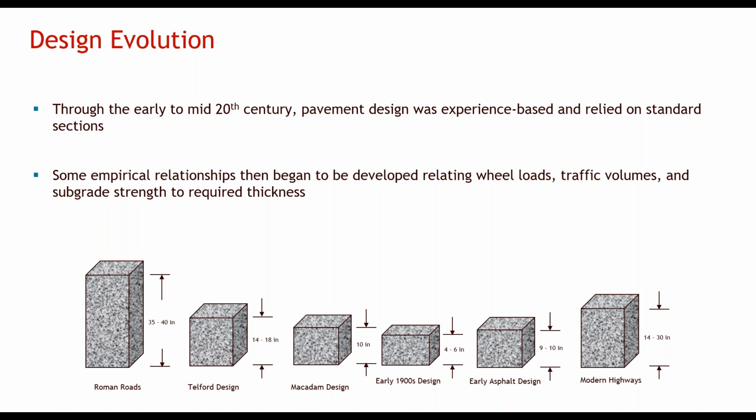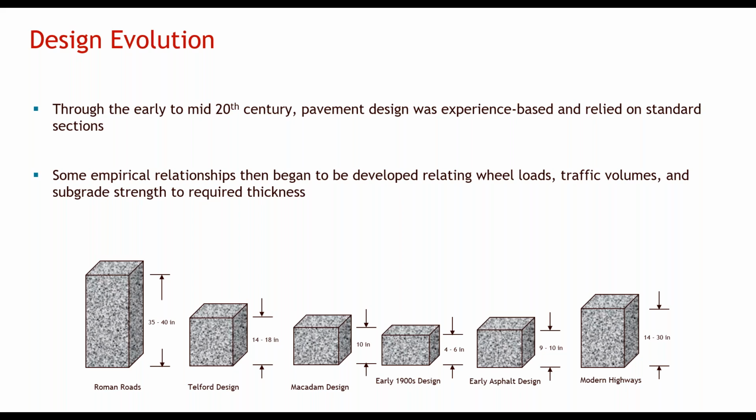Early asphalt roads were 9 to 10 inches total thickness, and a modern interstate is significantly thicker than that. So as we continue to carry more and more load, section thicknesses have gotten greater over time through the 20th century. But until the late 1950s, roads were not designed and built with anything resembling our current methods.